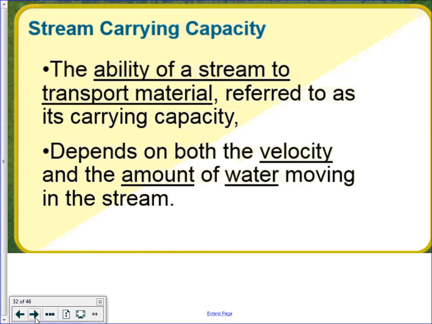I've already alluded to the term called carrying capacity. So carrying capacity is the ability of a stream to transport material. Obviously, this depends on two things: how fast the water is moving and the amount of water. So even if you have a lot of water, if it's not moving very fast, it won't move very much.